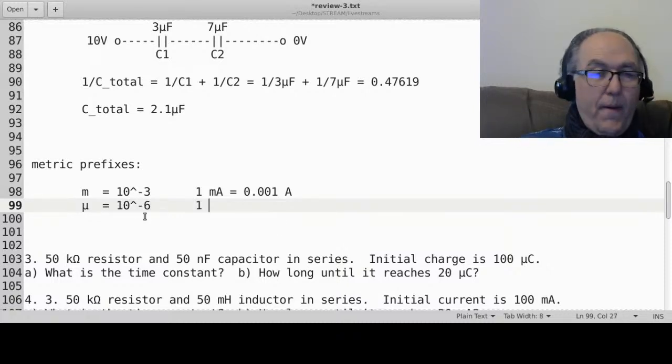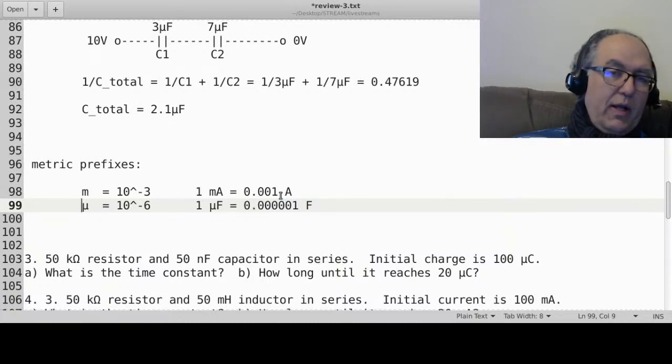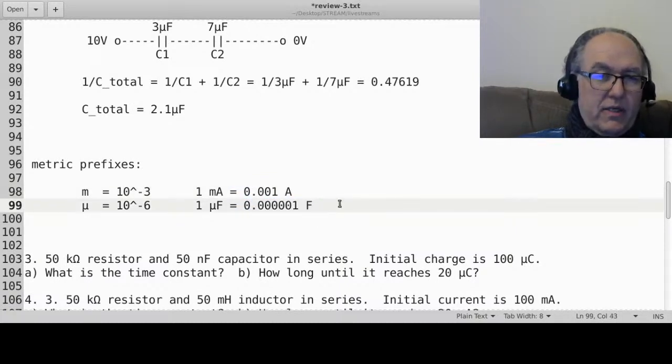And so if you see 1 microfarad, that would be 0.000001 farads: 1, 2, 3, 4, 5, 6. You can see that it gets annoying to put all those zeros there because you have to count the number of zeros and so on. So that's why micro isn't too bad, but that's pretty hard to read.